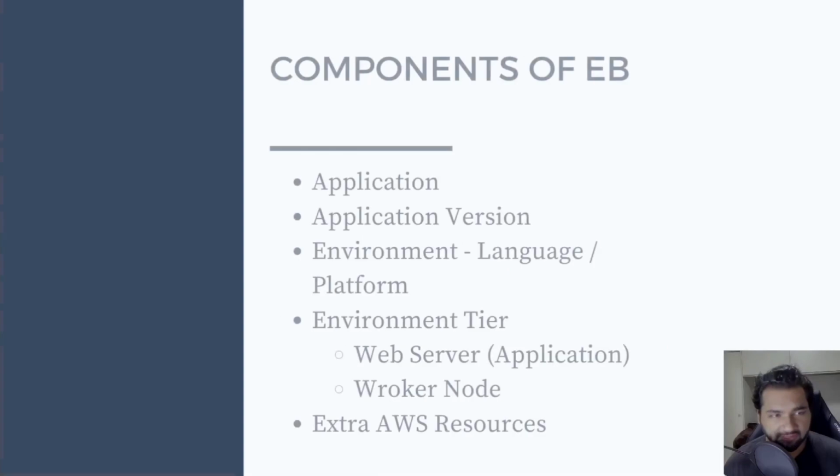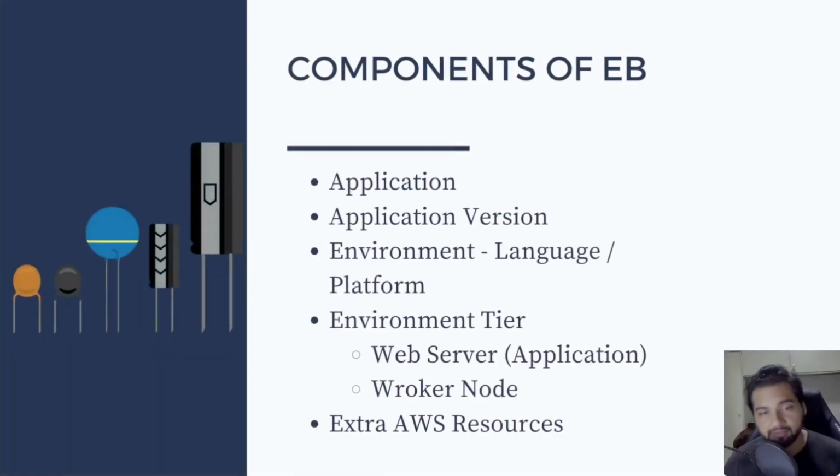Okay, let's talk about the components of Elastic Beanstalk. Basically, you have to create the application, and then you have to choose the application version. These are the main components. If you want to create a project there, just create the application. Application is the first component, the master component. After that, you have to choose the application version, then the environment language and the platform.